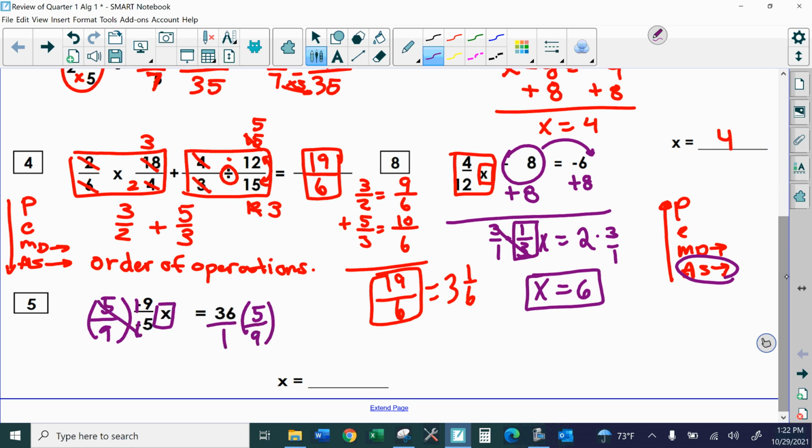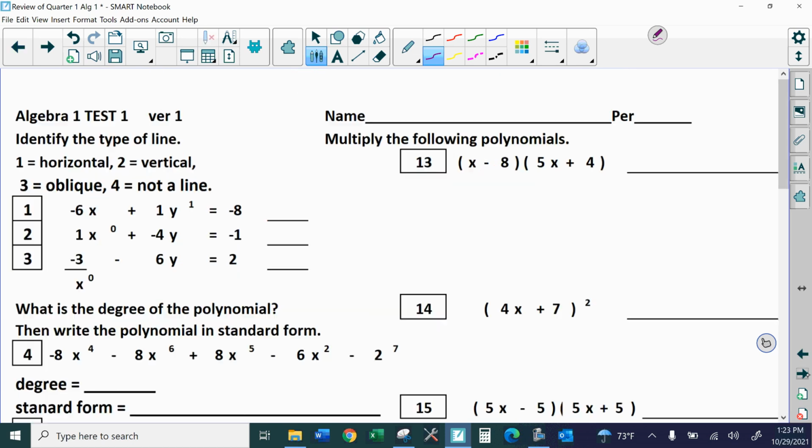Okay. And so I get x equals, and 9 cancels with 36 4 times. 4 times 5 is 20. Again, I could plug that in and check, and it would work. Okay, so that was quiz 1. 8 problems.